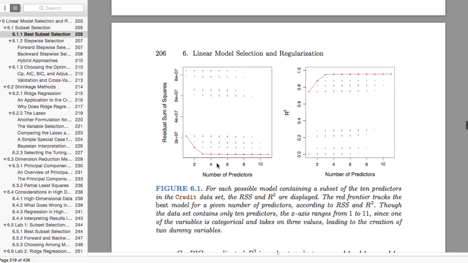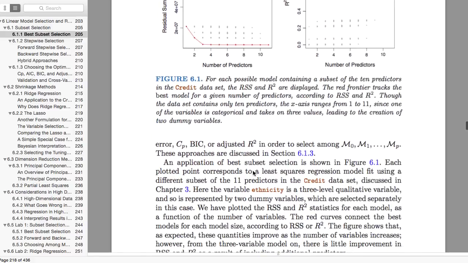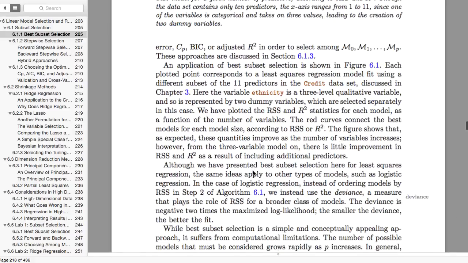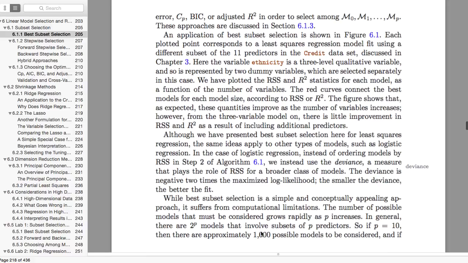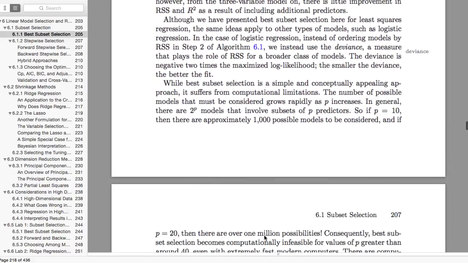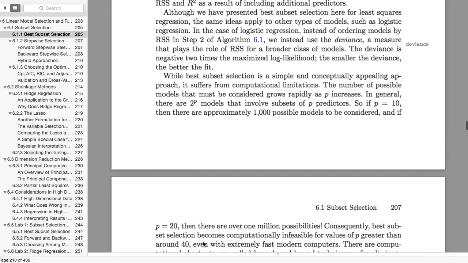If we've got 2 to 10 predictors, best subset selection isn't a big problem. But if p is equal to 20, then we have about 1 million possibilities. And if p is 40, that comes to over 1 trillion possibilities. The claim that the textbook authors make is that it's computationally intractable.